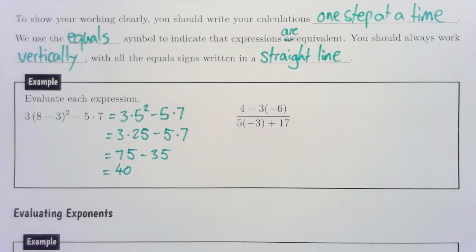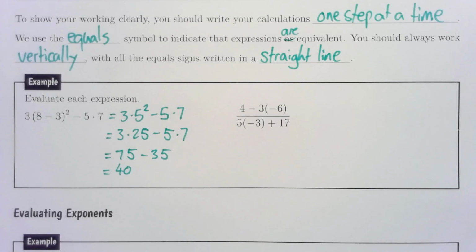For our next expression, we do have some parentheses again. But notice the role of these parentheses is a little bit different. They're not here to group two numbers together with an operation. They're grouping a negative with the number that follows it. So we don't actually need to do anything with these parentheses.